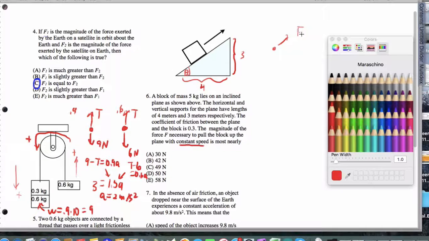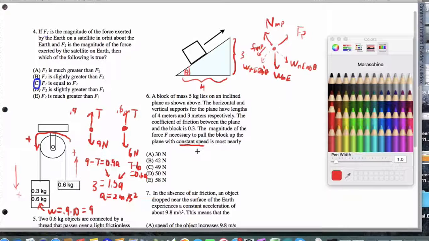So we've got a pulling force. We've got the normal force, so the normal on the mass due to the plane. We've got the weight of the mass due to the earth. And let's split up our components. We're trying to pull it up the plane, so that means we've got a force of friction here on the mass due to the plane. And then we have mg cos theta and mg sine theta.